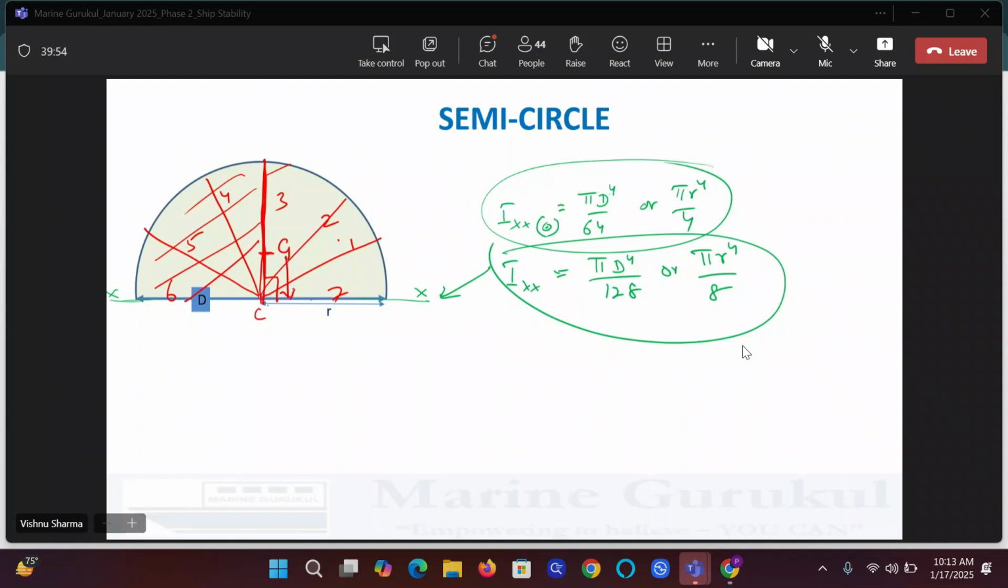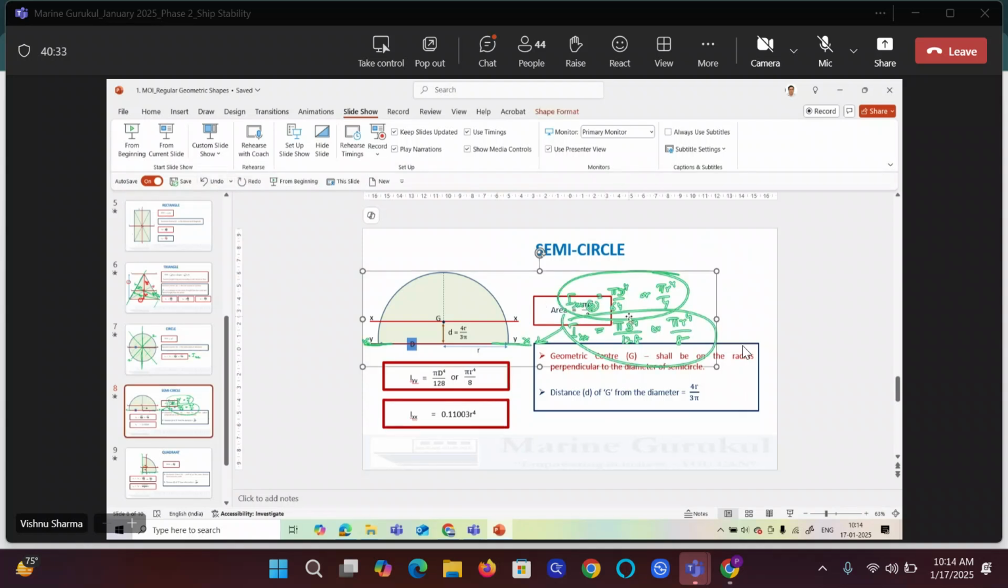And this distance is 4r by 3 pi. The distance of the GC of a semicircle from its diameter is 4r by 3 pi. I repeat, the GC of a semicircle from its diameter is 4r by 3 pi. Now I'll clear it and show it. You can ask any doubts as we proceed again.